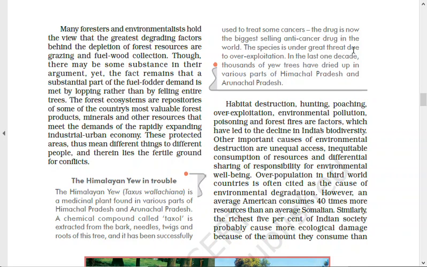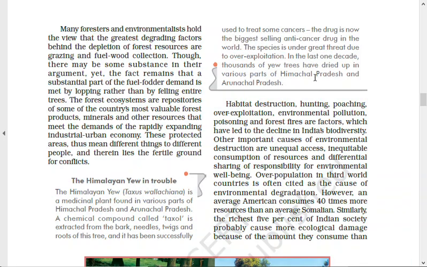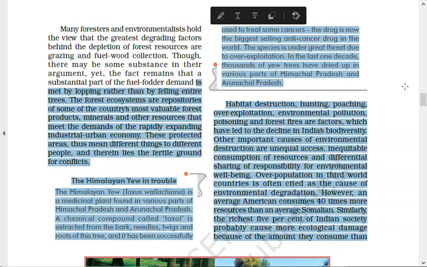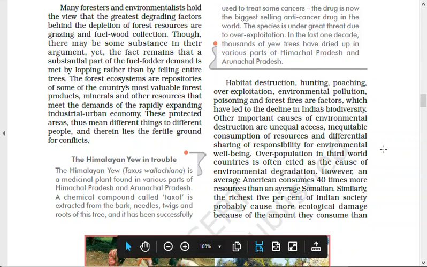The species is under great threat due to over exploitation. Now you see, cancer is another big disease in the world, because of various things, and this plant is under huge demand, and because of that it is in danger now. In the last one decade, thousands of yew trees, so it's a tree, have dried up in various parts of Himachal Pradesh and Arunachal Pradesh, and these are being used for cancer treatment. So you can understand that if you want to treat the cancer patient, naturally you have to cut this tree, right? And then naturally the system will be disrupted.